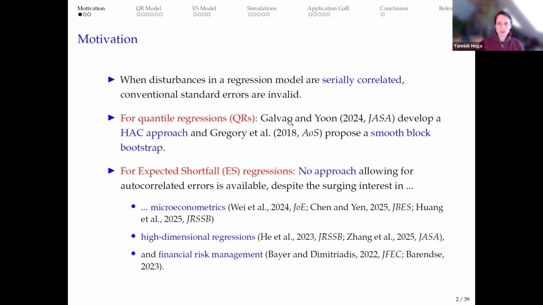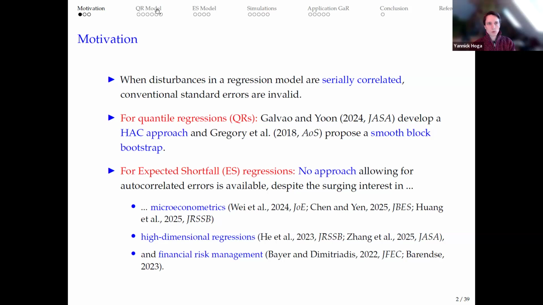Another contribution we have is to add a third method to do inference in time series quantile regressions as well. And that's quite nice because in this way we can compare the self-normalized approach with the other two approaches more directly, which wouldn't be possible for expected shortfall regressions because there's no competitor to compare it to, really.